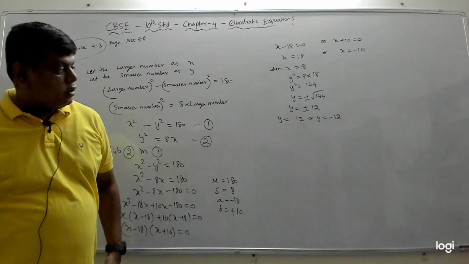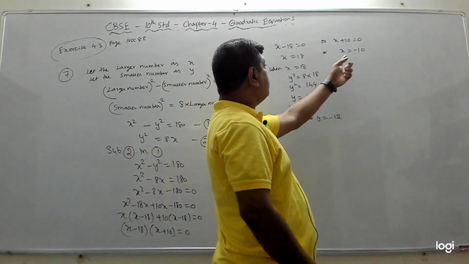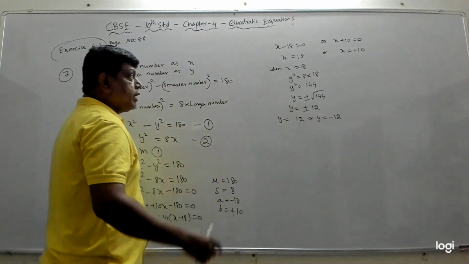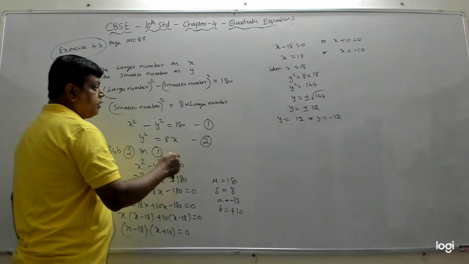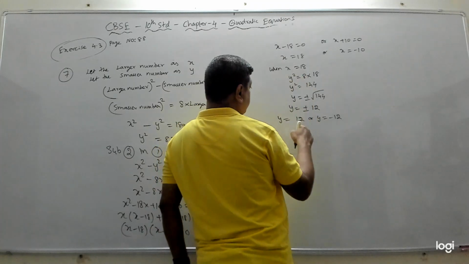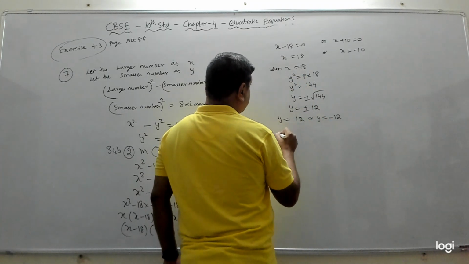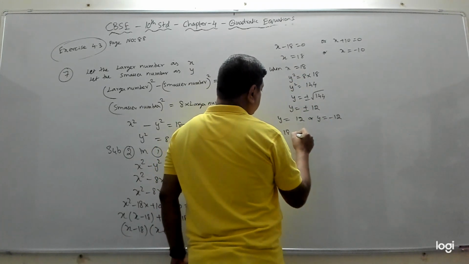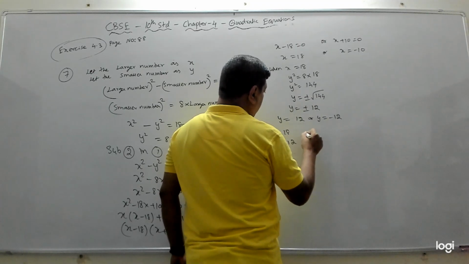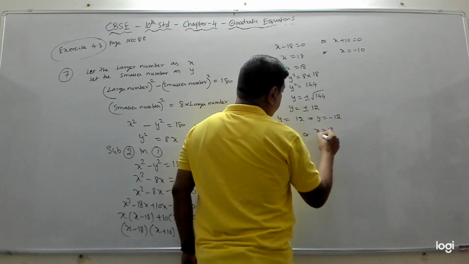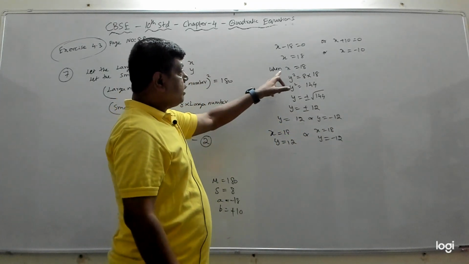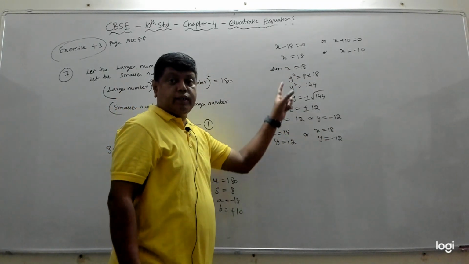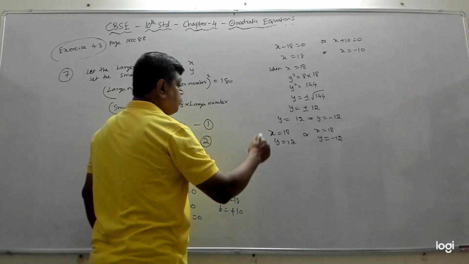Fine. Now x is equal to minus 10. But let's see what happens if you put x is equal to minus 10. So here we have got one answer, which means x is equal to 18 and y is equal to 12, or x is equal to 18 and y is equal to minus 12. When x is 18, you get two sets of answers. Now when x is minus 10, what happens?